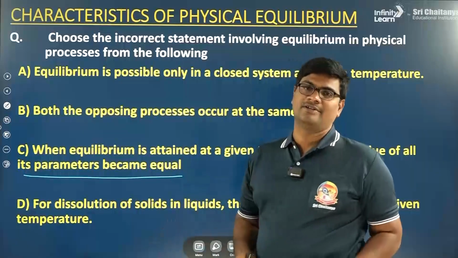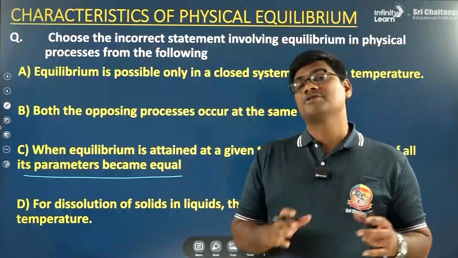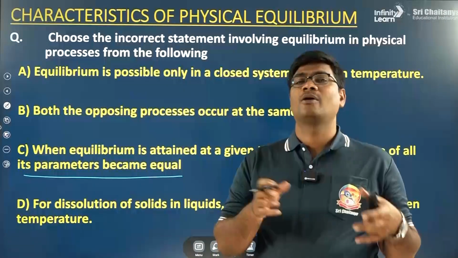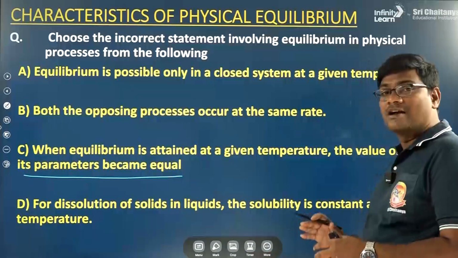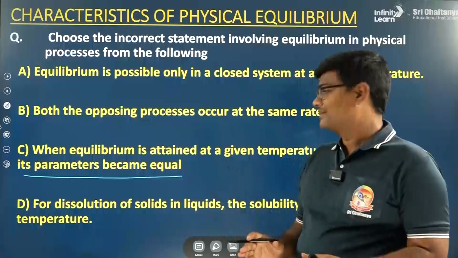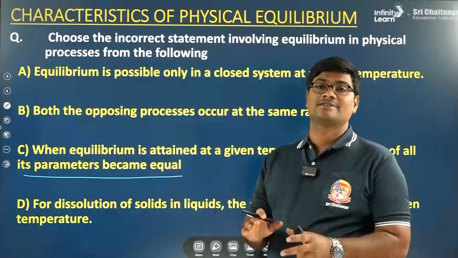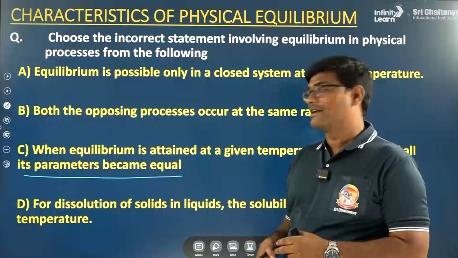So what is the meaning of it? As we know, at equilibrium there is no change in concentration, no change in the pressure, volume and so on. We have seen many characteristics. Here they have mentioned it's not that they are constant; they are mentioning all the parameters become equal. That means actually there is a fault in the statement. Let's see the D also, then we will go for the right answer.